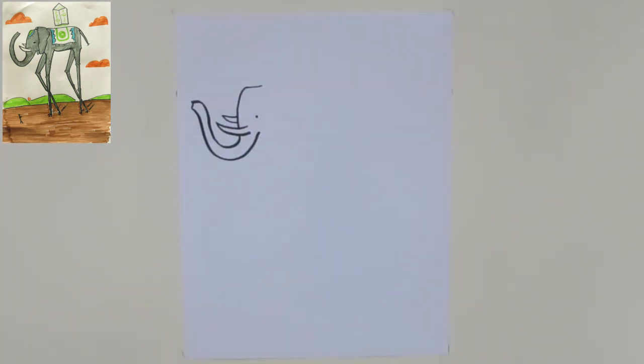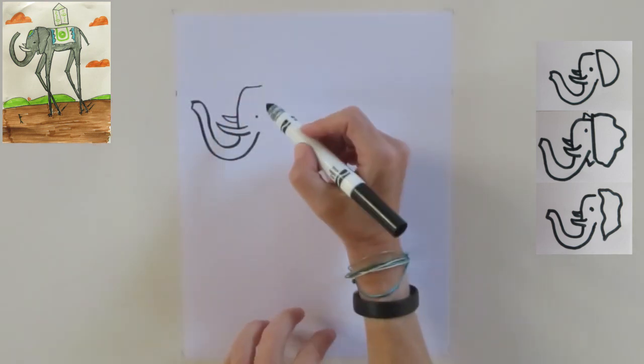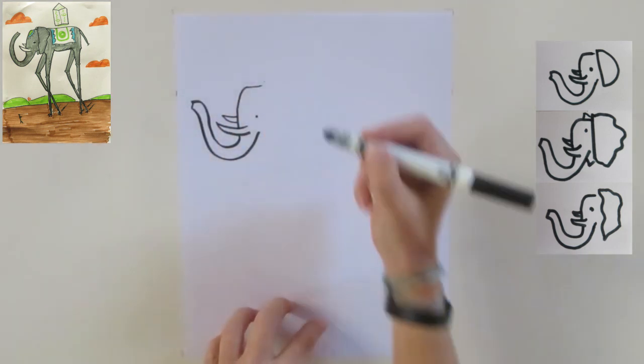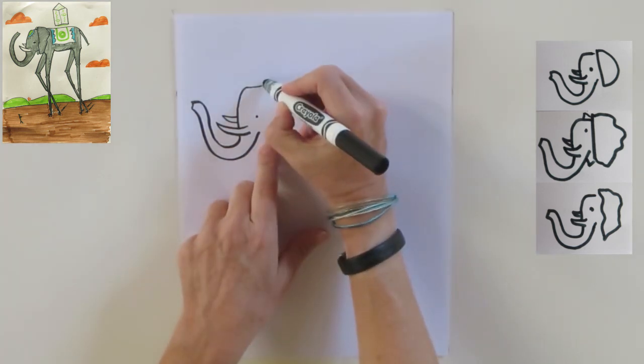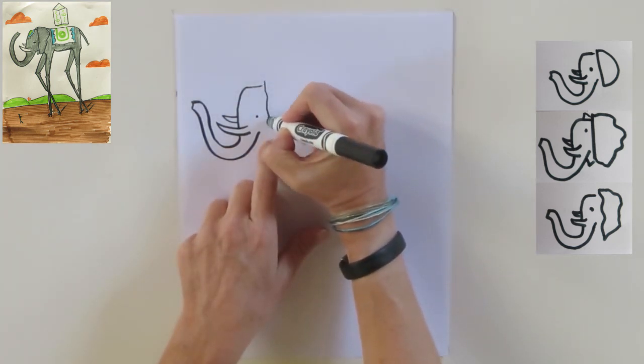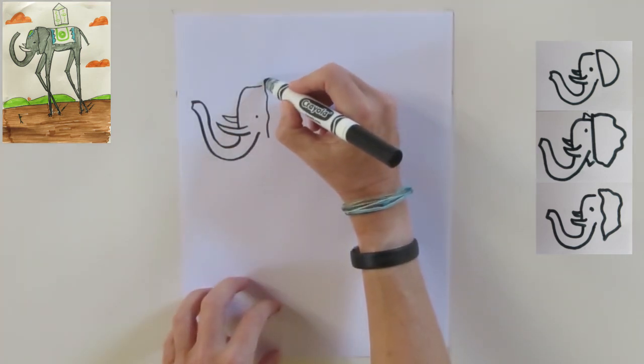The ear is next. Dali's elephants have big floppy ears. Start a little above the head and to the side of the eye, maybe there. And draw a line down to just below the head. It can be straight or slightly curvy. Then draw the other side of the ear with a big curve. It can be a plain curve or a wiggly curve.